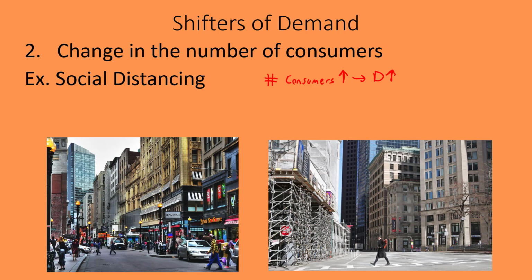And it works in the opposite direction as well, in the sense that if the number of consumers were to go down, then demand would go down as well. So the social distancing thing has caused the number of consumers to go way down because people aren't really out there trying to buy stuff in stores anymore. They might still be buying stuff online, but you have a lot fewer people out there walking the streets in front of storefronts. And so as you can imagine, the demand for items will be lower during the social distancing time.